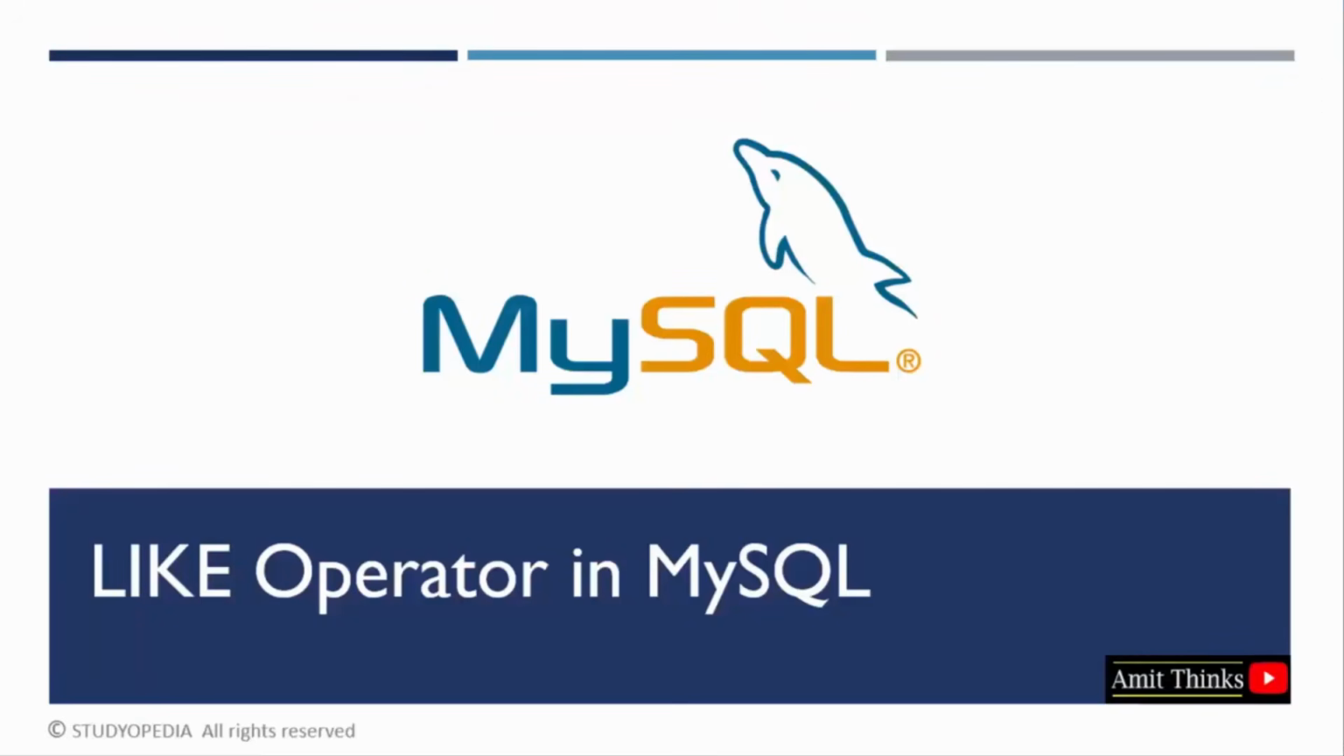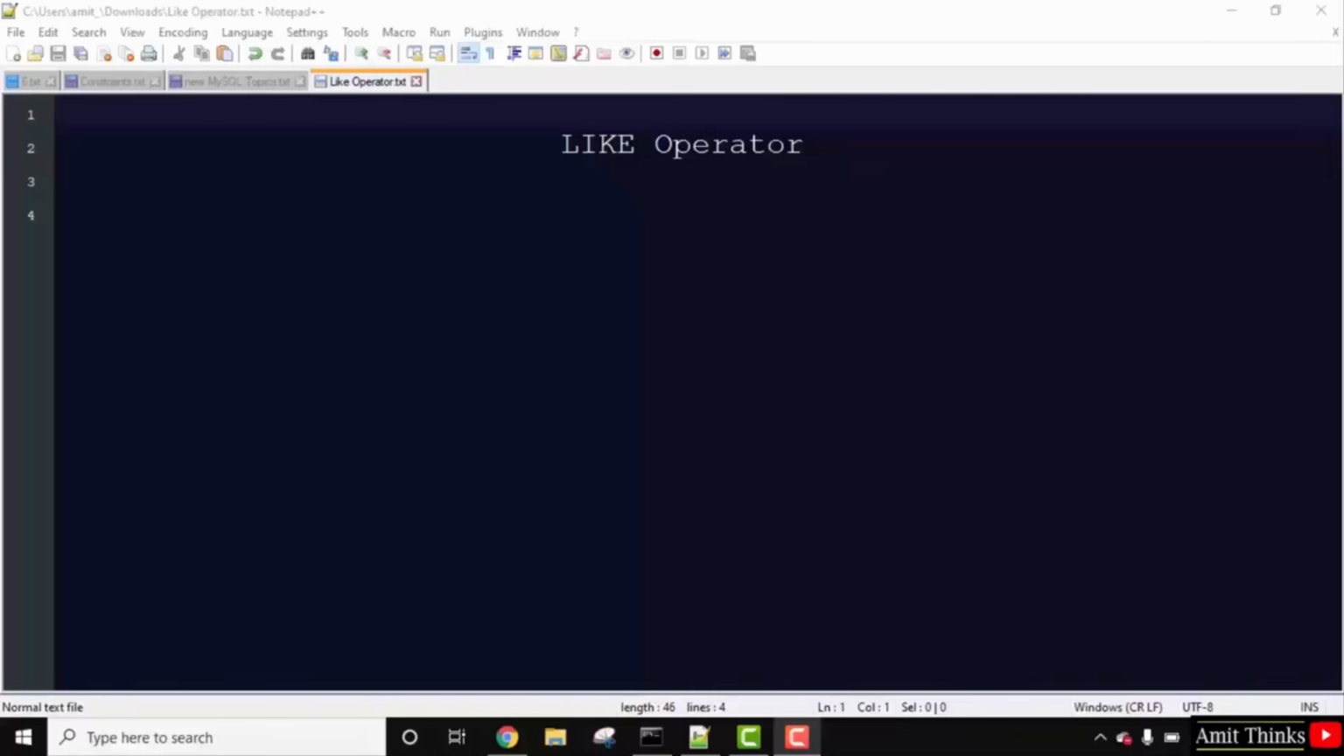In this video we will learn about the like operator in MySQL, which is used in a where clause to search for a specified pattern in a column. That means, let's say you have an employee table and you need to find all the records with an employee name that begins with R or that has L in the third position. For such cases we use the like operator. The like operator is basically for searching a specified pattern.